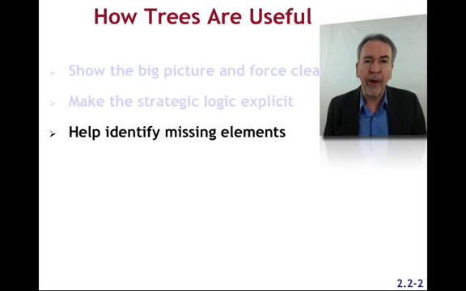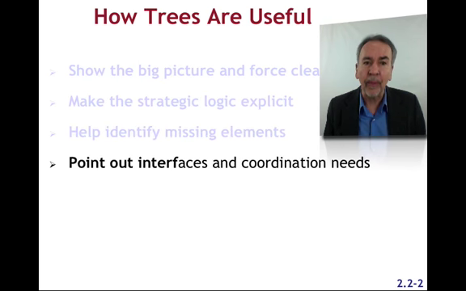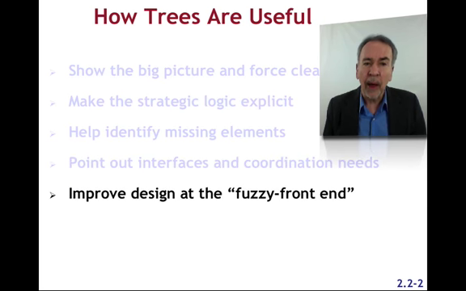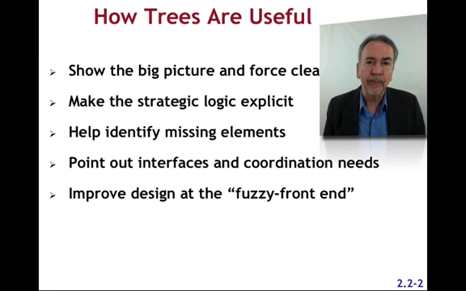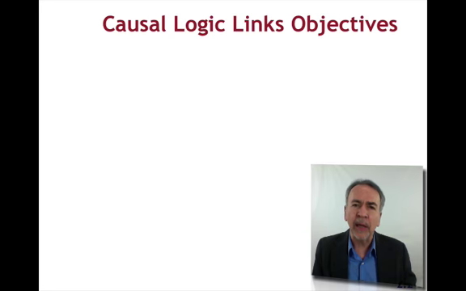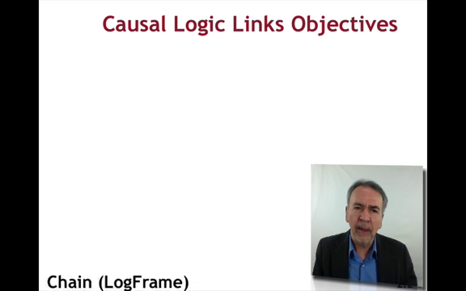It also helps you to identify any elements that may be missing, so you can plug those in at the beginning. Point out some of the interfaces and coordination needs with other people, other projects, other programs. Bottom line, improves the design at the most important part of a project, the fuzzy front end. Causal logic links objectives together with a simple if-then logic.